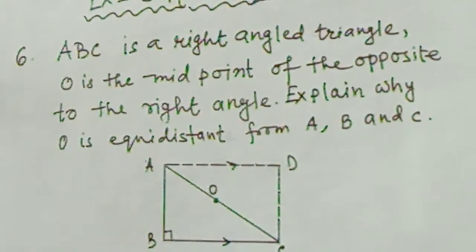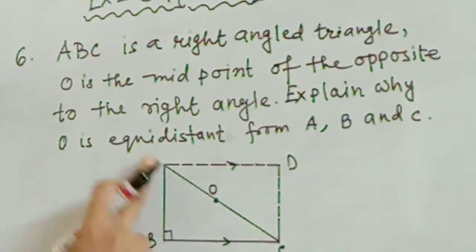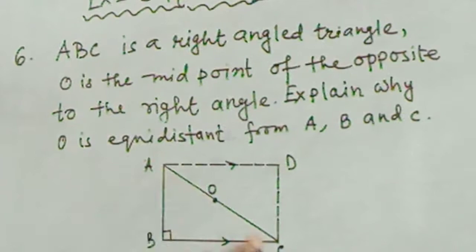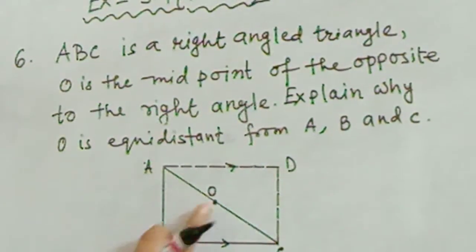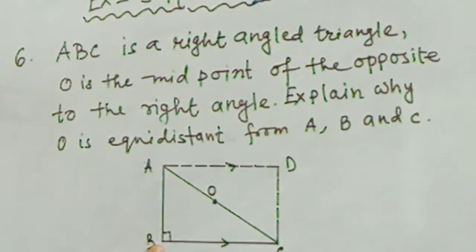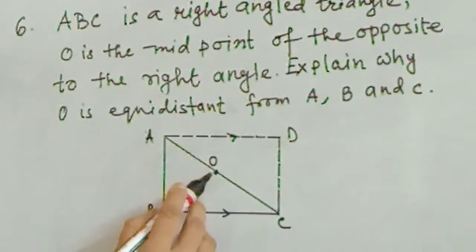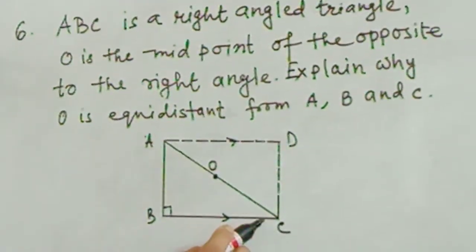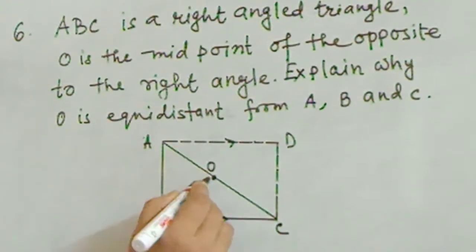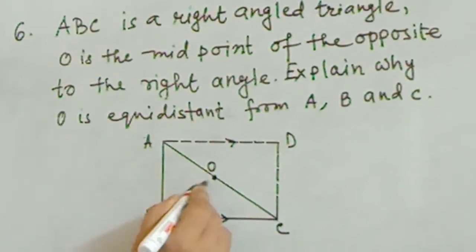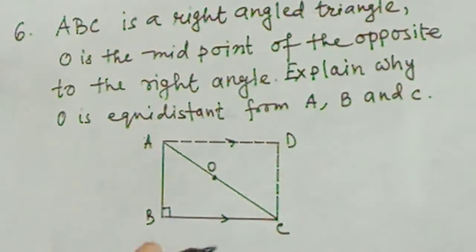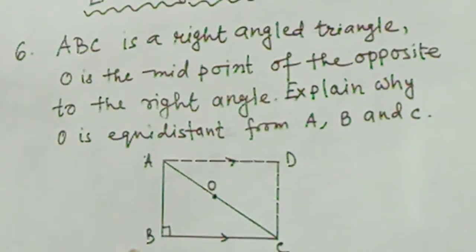Now draw the triangle ABC. Let AC be the hypotenuse opposite to the right angle. Let the right angle be at B. AC is the hypotenuse opposite to the right angle and O is the midpoint of AC. You have to prove that OA is equal to OC is equal to OB. For this, we need some construction.